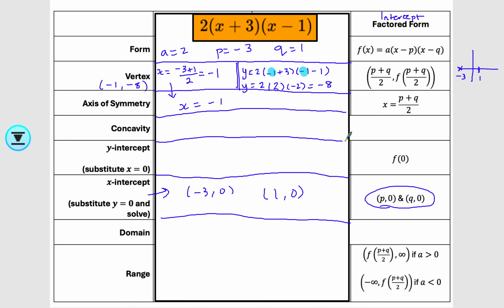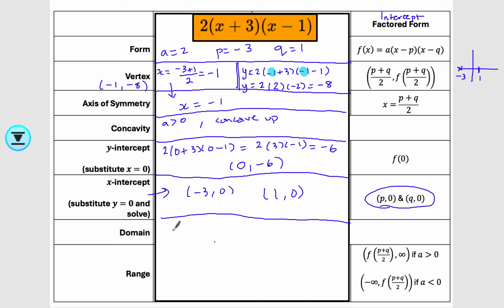Then the concavity of the function behaves the same. Again, our a value is positive. In this case, we have a concave up graph. So our vertex is going to be a minimum. The y-intercept, you do the same as we did before. You substitute 0 for x, so we get 0 plus 3, 0 minus 1. And I end up with 2 and then 3 times -1. There's no expanding here. You're just multiplying across 2 times 3 times -1, which gives you -6. So I have 0, -6 as my y-intercept.